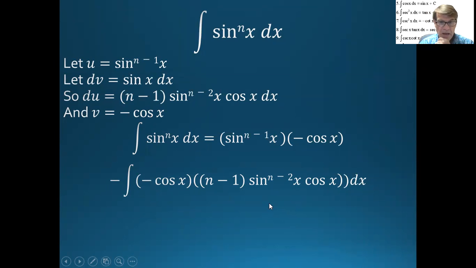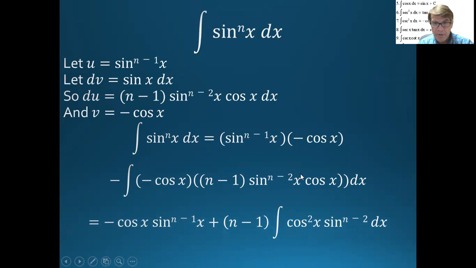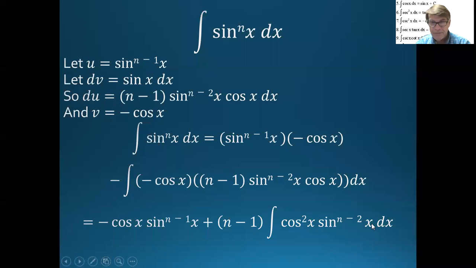Okay, well, let's clean it up a little bit. So we've got negative cosine of x, sine to the n minus 1 of x. So that's this part here, the uv part. And then the minuses cancel out. Let's go ahead and factor that n minus 1 out of the integral. And so we're left with cosine of x times cosine of x. That's cosine squared of x, times the sine to the n minus 2 dx. Oh, I left an x. There should be a sine of x dx down there. Can you live with it? Probably not. Hold on a second. Let me fix it. Okay, now I feel better. I got the x in there.